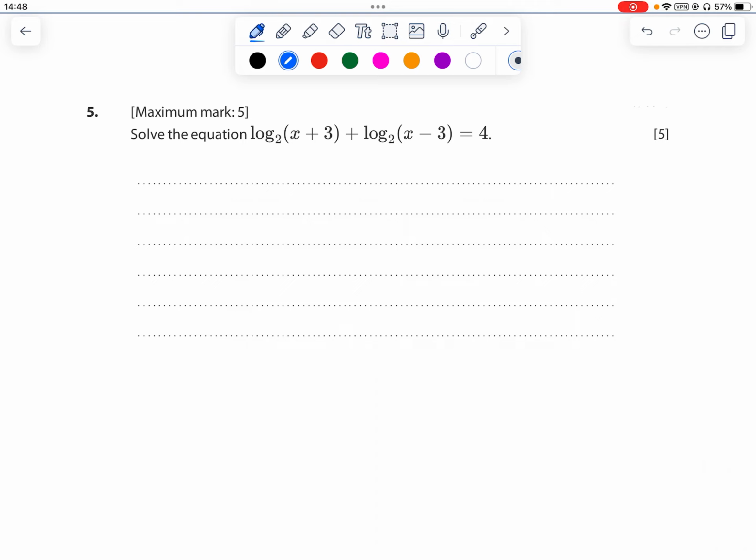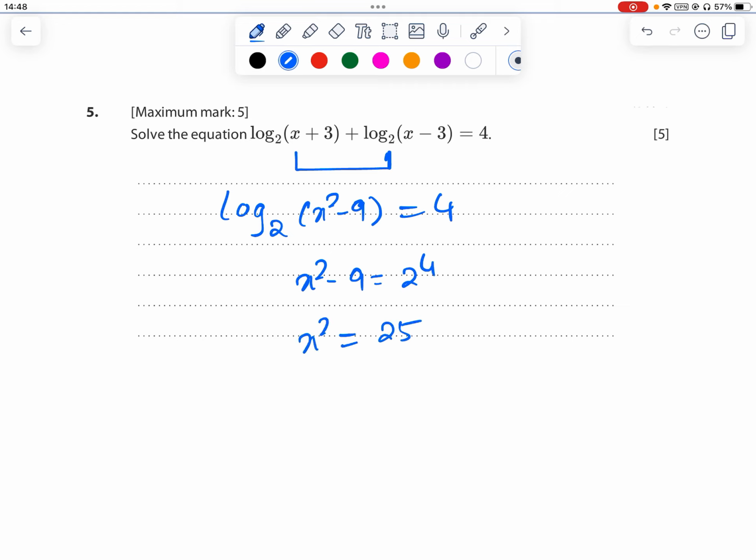Question number 5. Solve to get this one. So both are log base 2, so addition becomes multiplication. Log base 2 of x plus 3 times x minus 3 is x square minus 3 square, which is 9. So x square minus 9 equals 2 power 4. x square equals 25. x equals plus or minus 5. But minus 5 is rejected. So x equals 5 is the only answer.